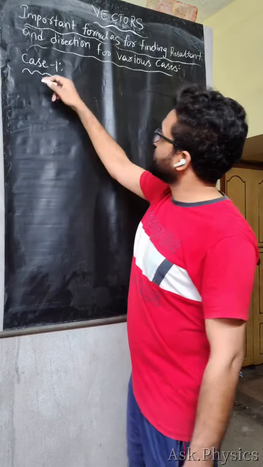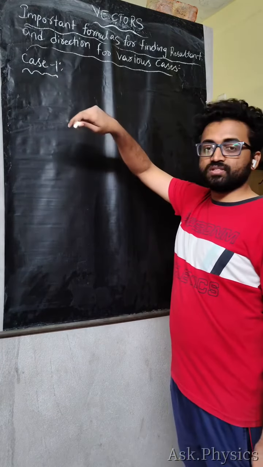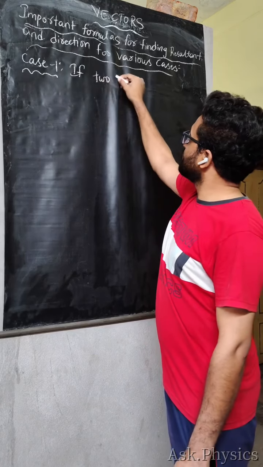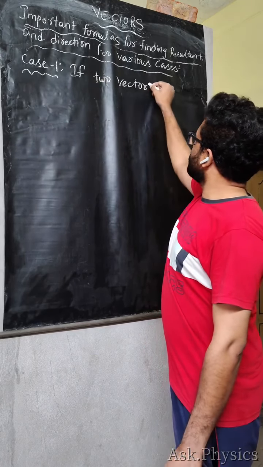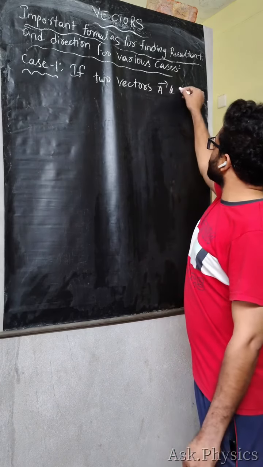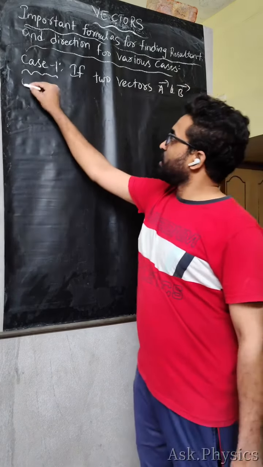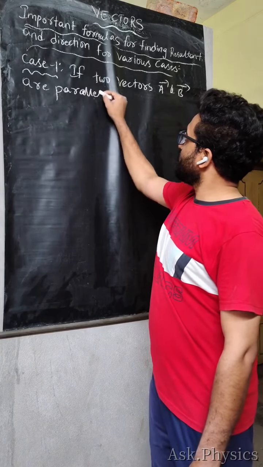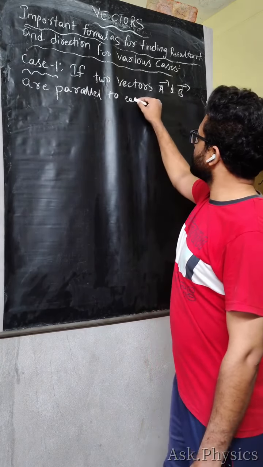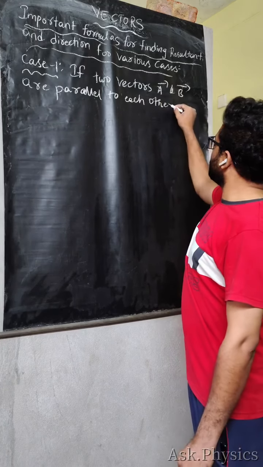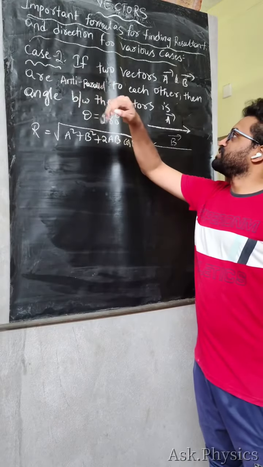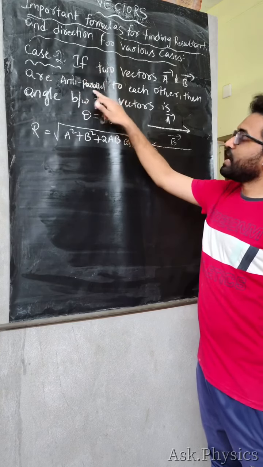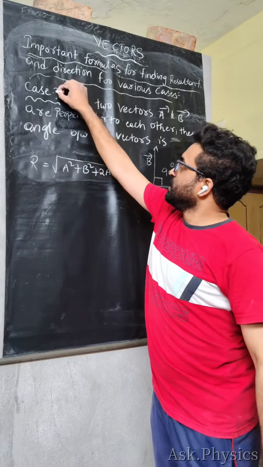So first of all we discuss case 1 formula, that is if two vectors A1 and B1 are parallel to each other, we have to derive the second formula for finding the resultant and direction for anti-parallel vectors. So next step, case 3.